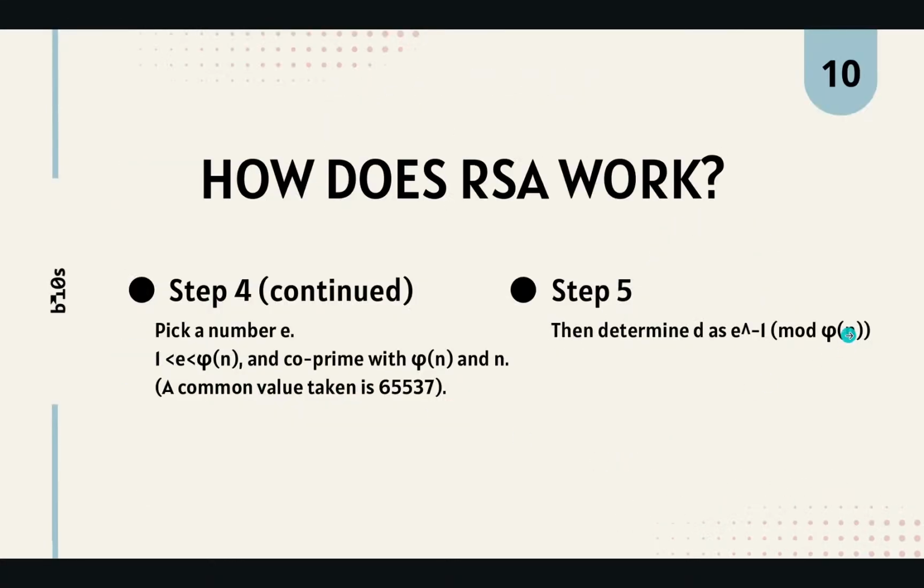if you don't have the value of phi, to calculate phi, you need the numbers p and q. Without p and q, you can't calculate phi. Why? Because phi is (p minus 1) times (q minus 1). So I think the confusion here is that you might think that D is the inverse of E modulo n. It's not modulo n, it's modulo phi.